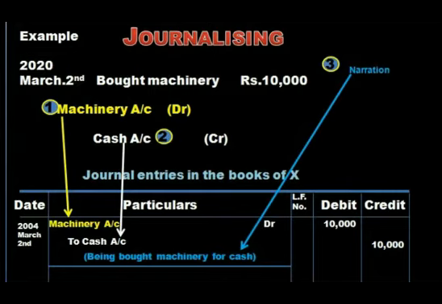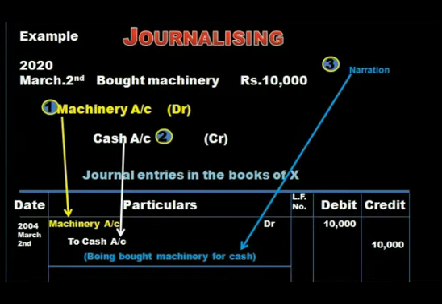One is machinery account and second one is cash account. When we buy, immediately we pay the cash, so machinery account is one account and cash account is second account. So when we buy the machinery, as per the real account, machinery is coming. When an asset is coming, it is debit. Cash is going, so cash account is credit. So machinery account is debit and the cash account is credit.